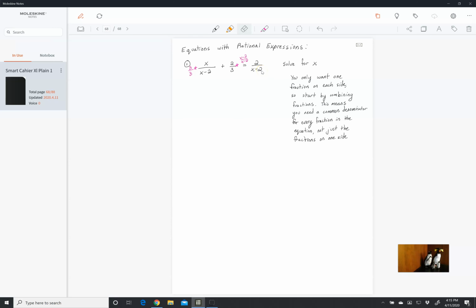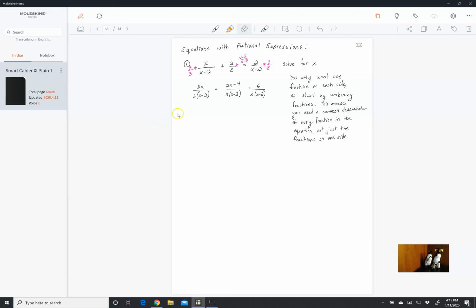And then finally this one. This is an x minus 2, it's already there. This is a 3, it's not there, so we need to multiply by 3 over 3. And now we just do our multiplication. So, what we get is 3x over, for now, leave it as 3 times x minus 2, plus 2x minus 4, don't forget to distribute, over 3 times x minus 2 is equal to 6, over 3 times x minus 2.